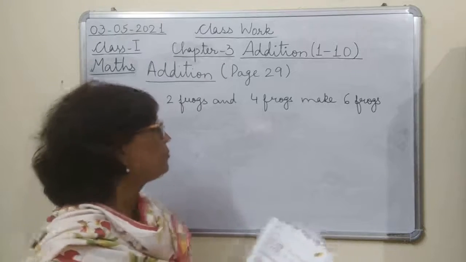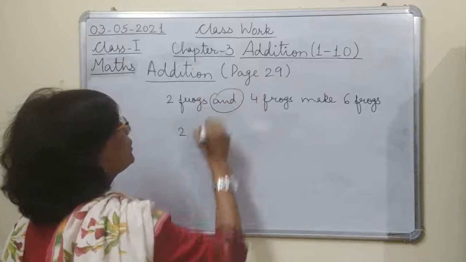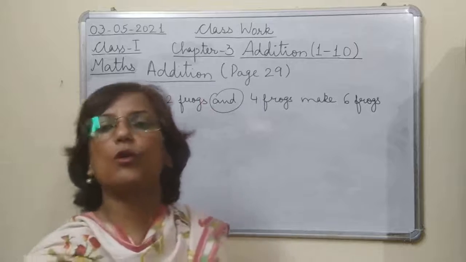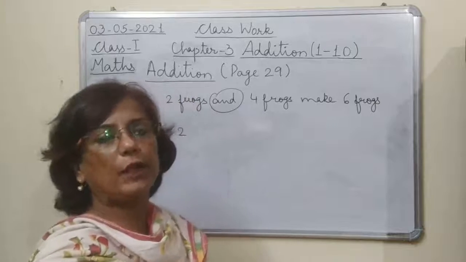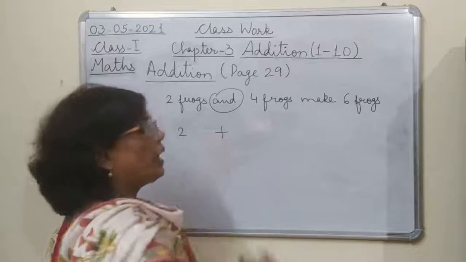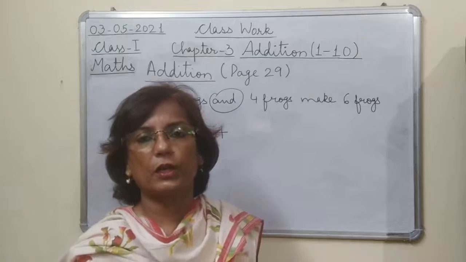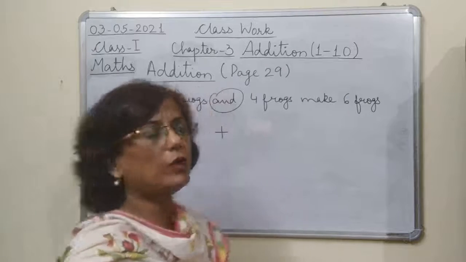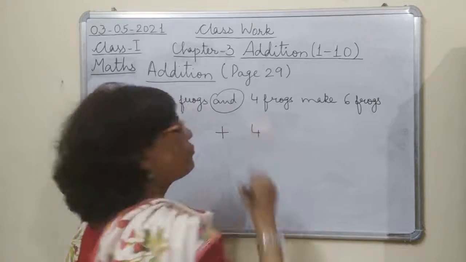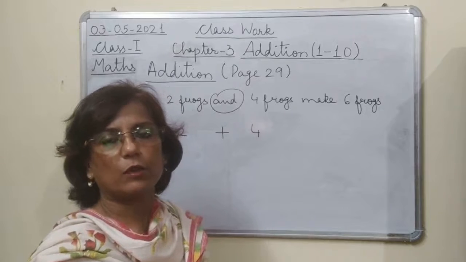ठीक है, 2 frogs and 4 frogs make 6 frogs. So that means 2 frogs की जगह we have taken 2 and 4 and 2 frogs and 4 frogs, मतलब 2 frogs और 4 frogs. So in place of and we use the symbol of plus. and की जगह हम symbol of plus यूज करते हैं जब हम एडिशन करते हैं. ठीक है, जब हम एडिशन करते हैं तो we use the symbol of plus. So 2 plus 4.